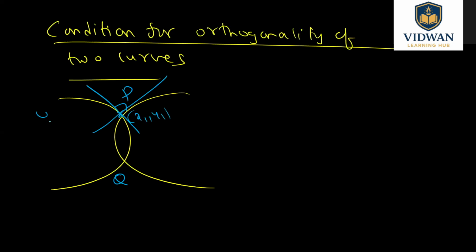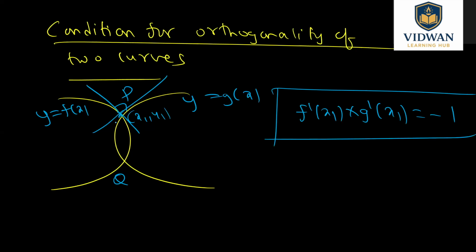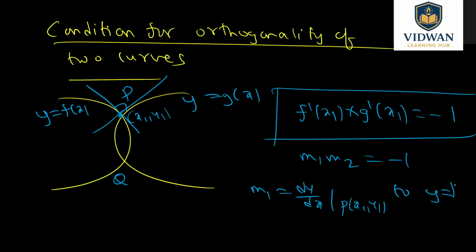I want to check. So first curve is again f of x, second curve is again g of x. If you find out the derivative at P for both, you'll get tangent slopes, f dash of x1 and g dash of x1. The product of these slopes has to be -1. So that is the criterion for orthogonality of the curves. So dy by dx at P to both the curves you can find out, and the product is -1. So you can also say m1 m2 is -1, where m1 is derivative at P x1, y1 to y equal to f of x. And that's nothing but f dash x1.